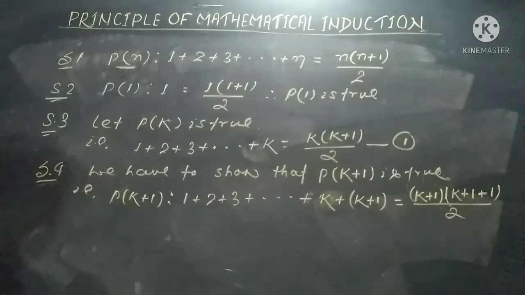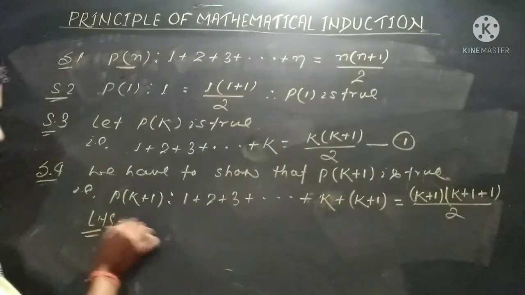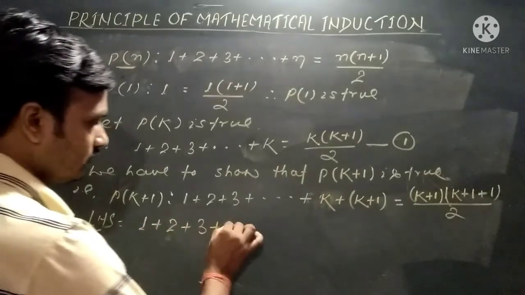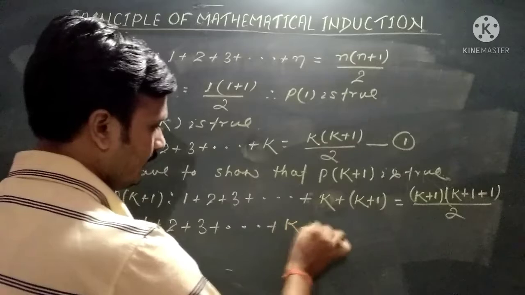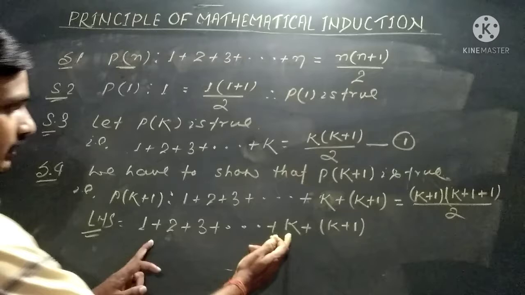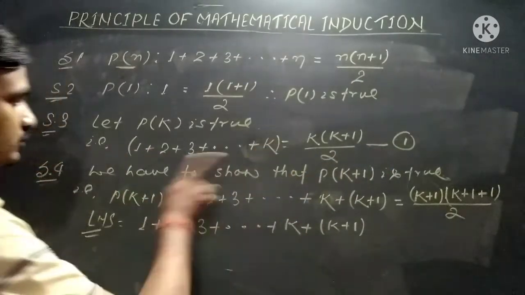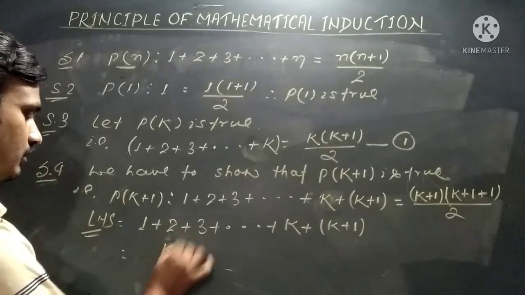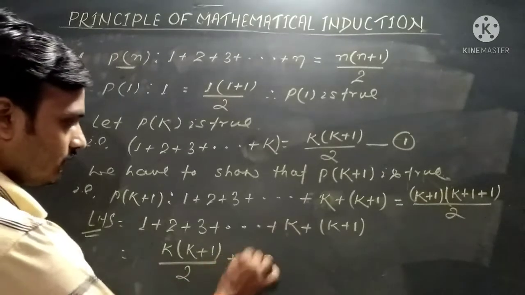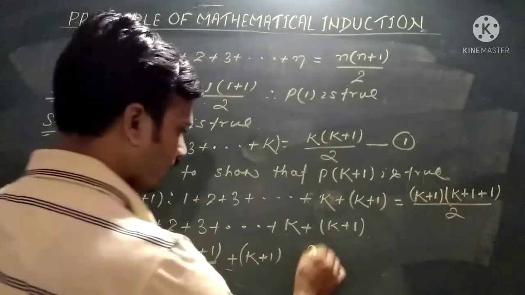So we have to solve this. Let us take the left part, LHS. What is LHS? The left hand side is 1 plus 2 plus 3 plus dot dot dot plus k plus k plus 1. Friends, this part from 1 to k, what can we write it as with the help of the first step? Sum of 1 to k terms is what? k into k plus 1 divided by 2, and it is plus k plus 1.